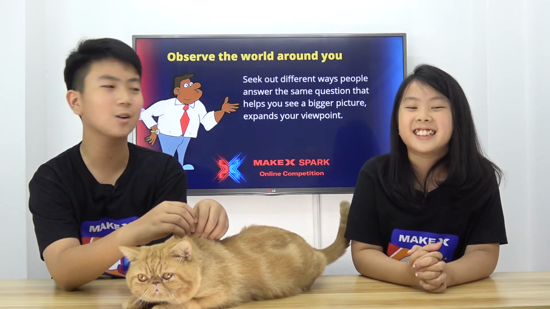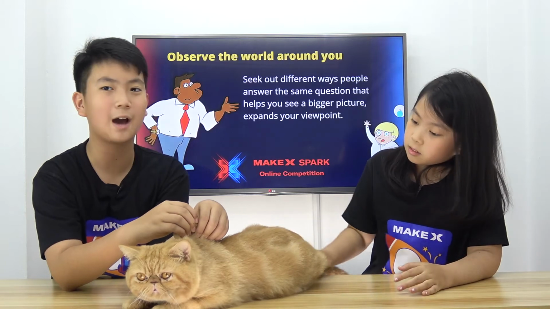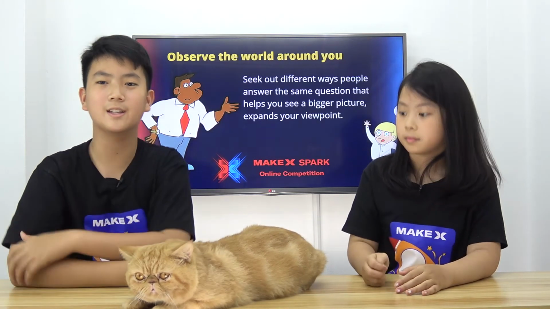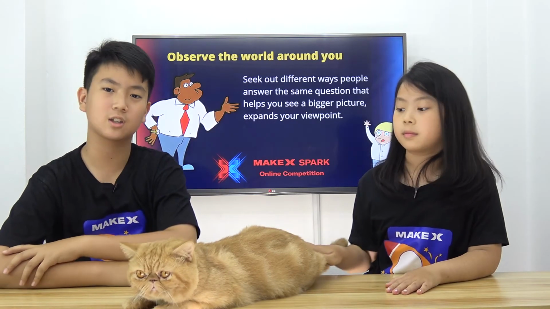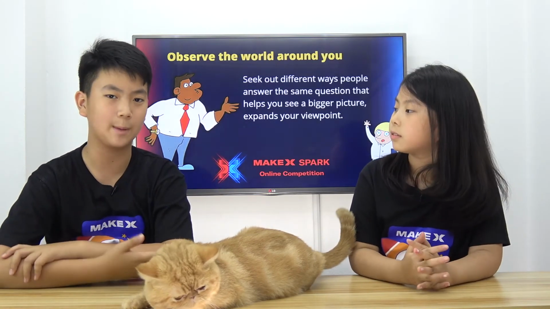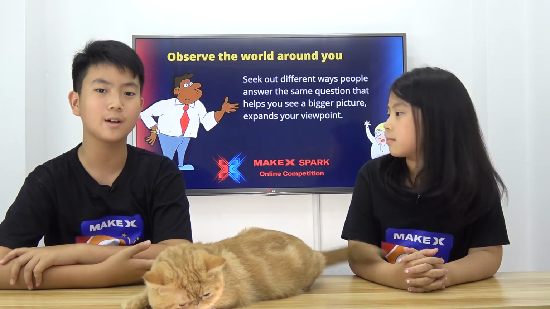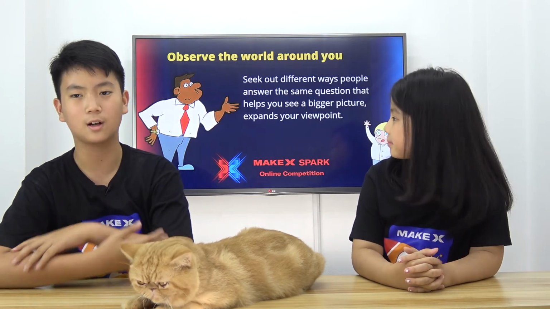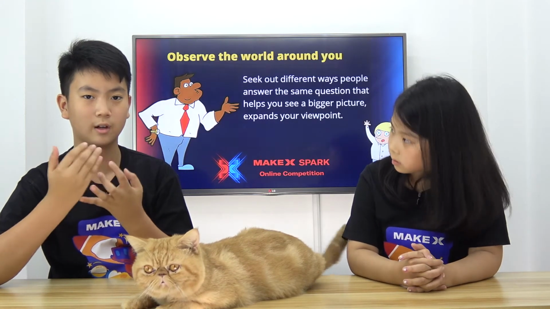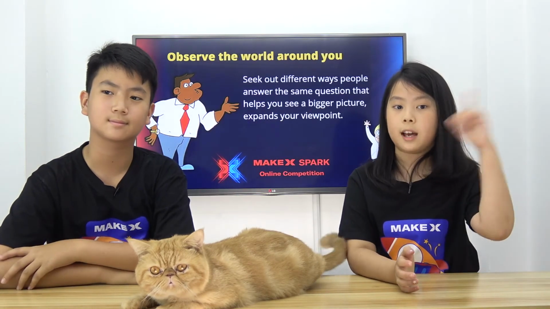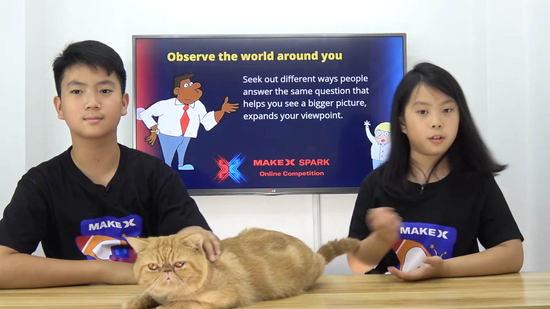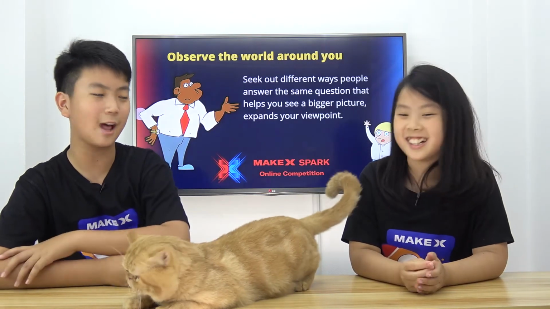Okay, so now here's another tip on how to find your problem: observe the world around you. Maybe you can ask your neighbor, friends, or family about the problem that you have, and then you try to get their solutions, and you would expand your viewpoints. So don't think by yourself. You only have one brain. You might have other brains, actually. You would get help from a lot of people.